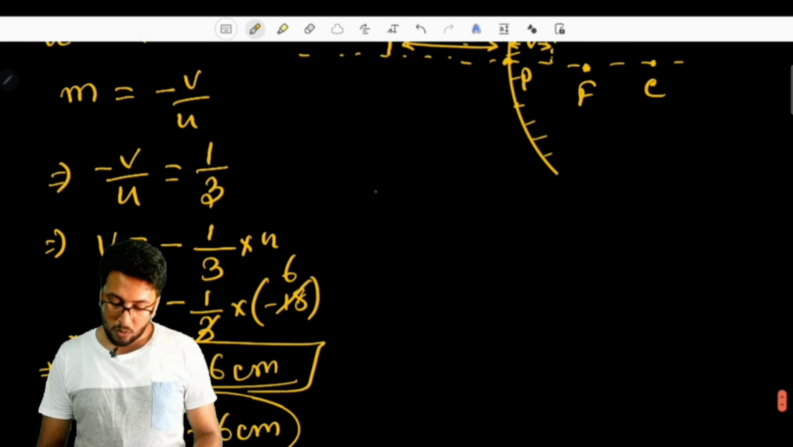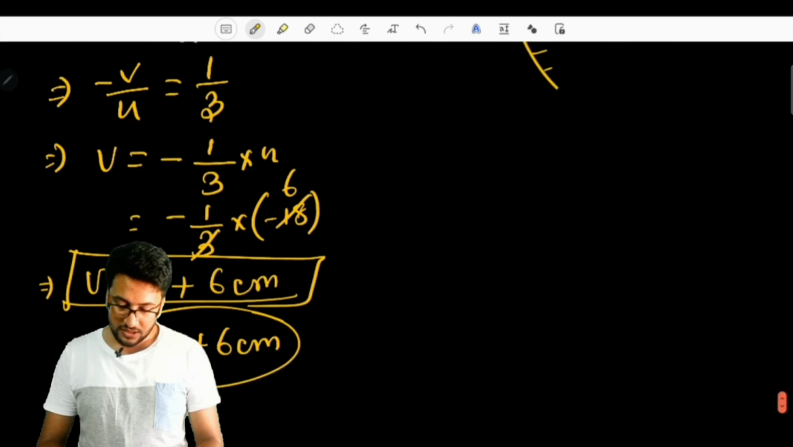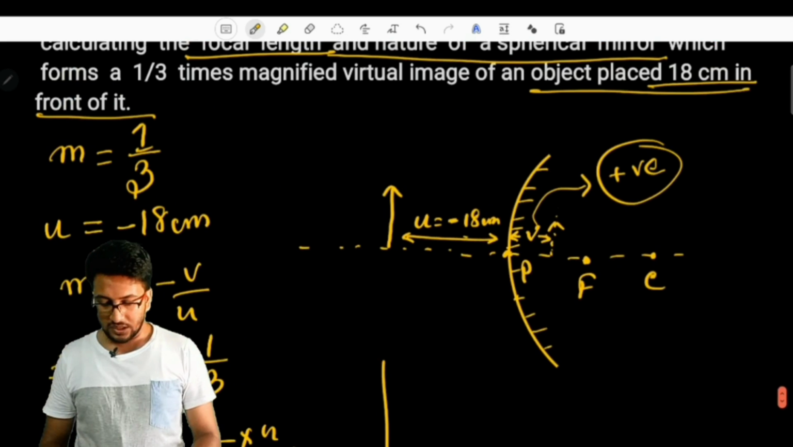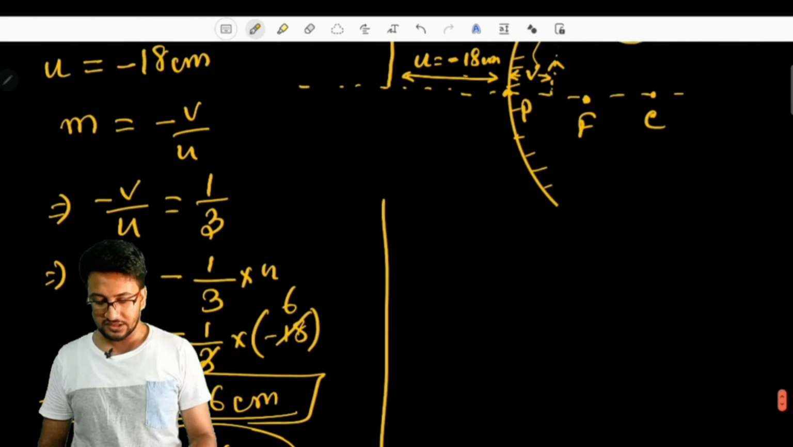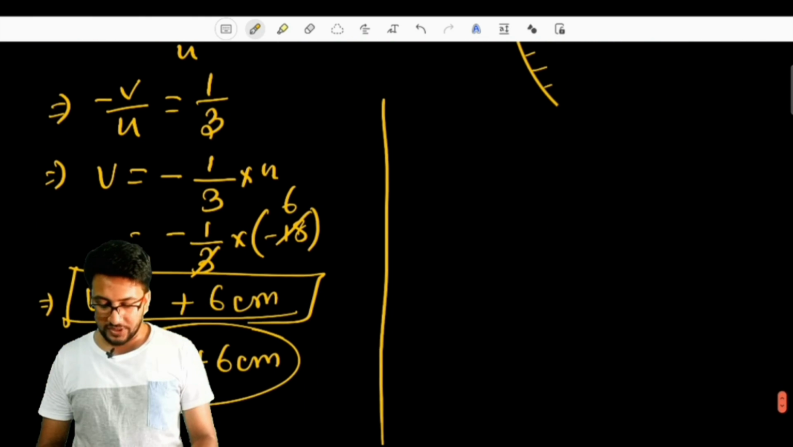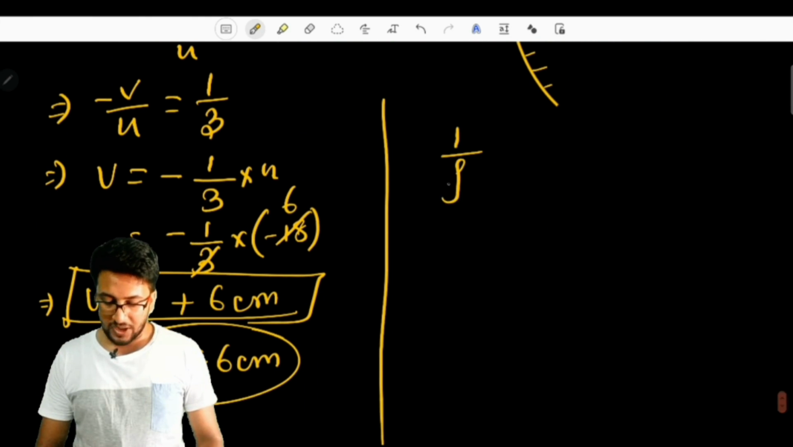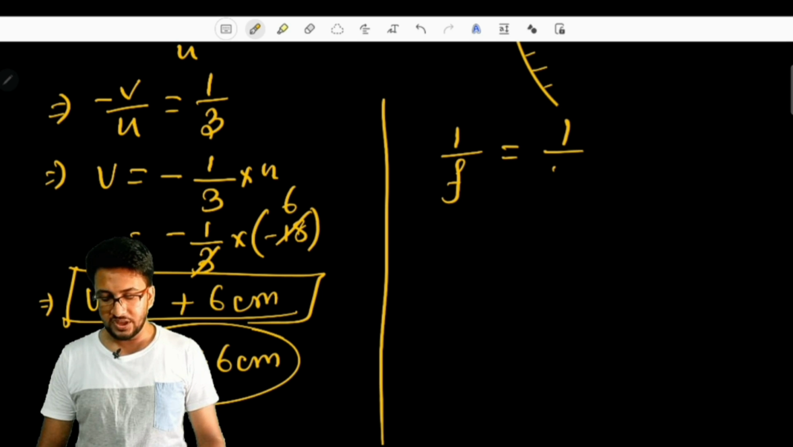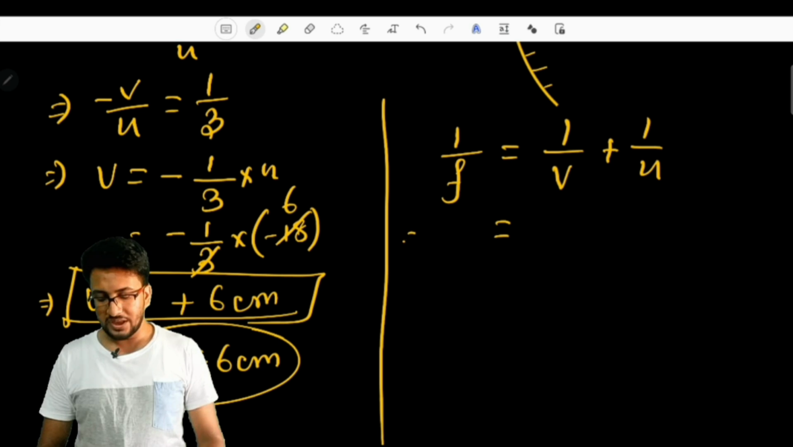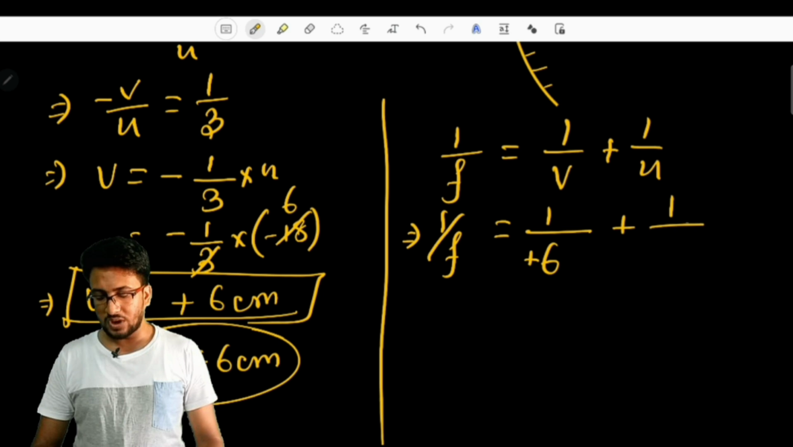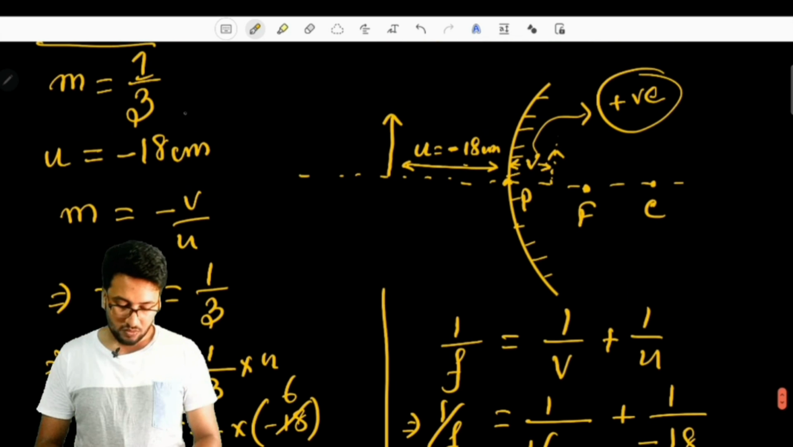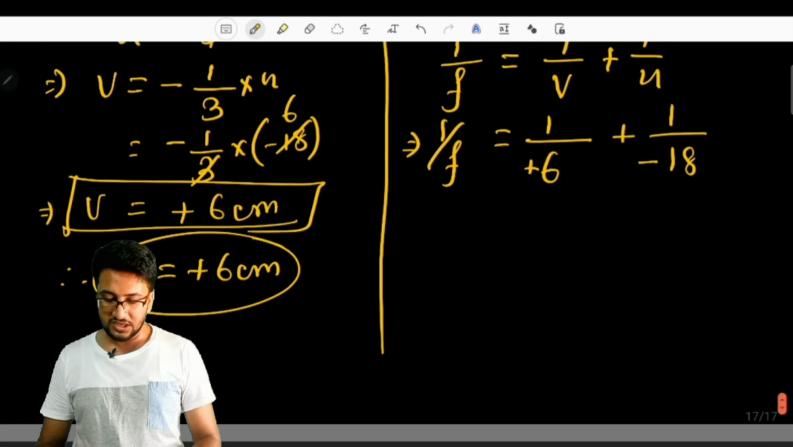Let us say what will be the focal length in this case. So by using the mirror formula, we can say 1 by f is equal to 1 by v plus 1 by u, and as a result 1 by f will be equal to 1 by v, that means 1 by 6, plus 1 by u, which is equal to minus 1 by 18. It was given, u is equal to minus 18 centimeter was given.